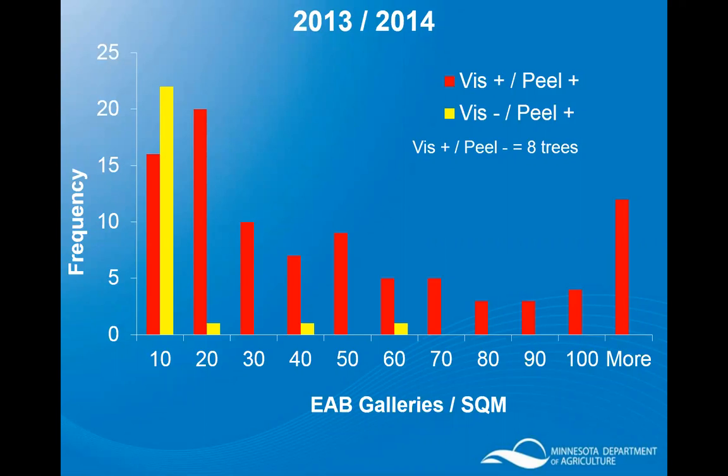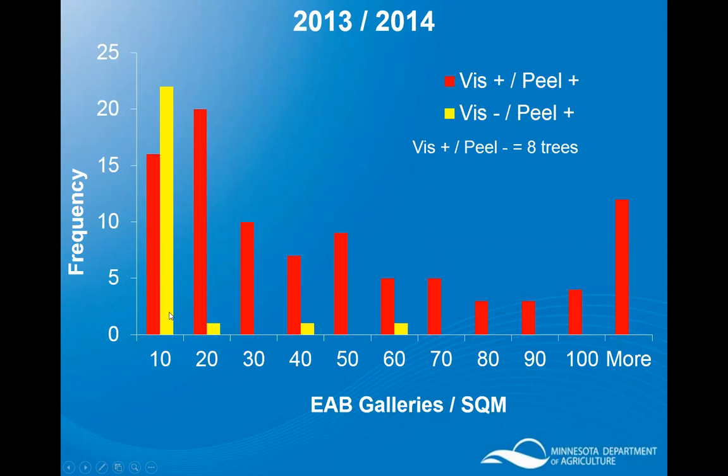So to explain this graph, this is a histogram, and we're looking at EAB density across the x-axis. So as we go across, we've got trees that are progressively more infested, and the y-axis is frequency. So this is the number of trees that fell into each of these categories for EAB abundance for both trees where our results agreed, the visual and the peeling, and trees where they disagreed. And so what you can see is the vast majority of our trees, we got the same result from the visual evaluation as we did from peeling.